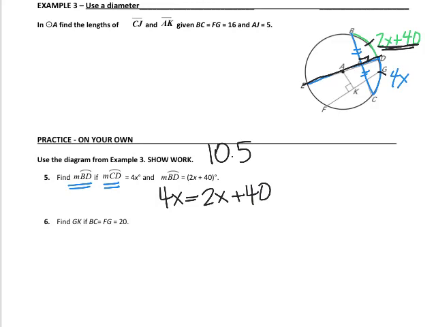All right, and then also you need to find the length of GK if BC and FG are 20. So the chords are 20, and what is the length of just half of it? Okay, so that's what you're doing for number 6.